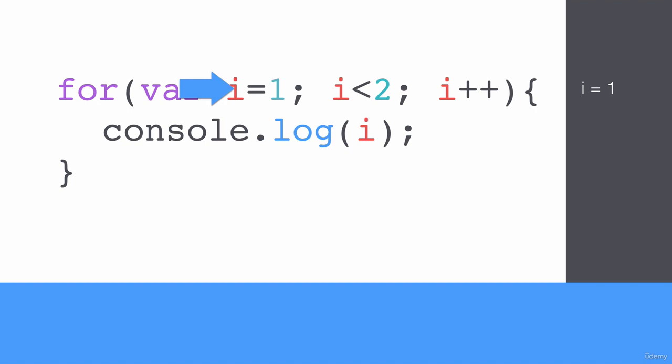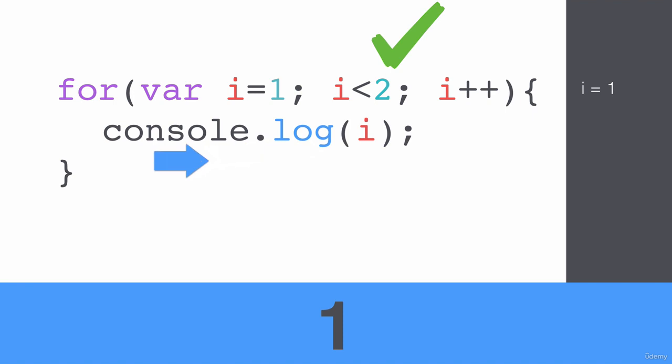That's the beginning value. The next step is it reaches the second part of the for loop, where it checks to see whether the current value of i is less than 2. And 1 is in fact less than 2. So it proceeds to run the code inside the for loop, so inside those curly braces. And in this case, it console logs the value of i, which currently we know to be equal to 1.